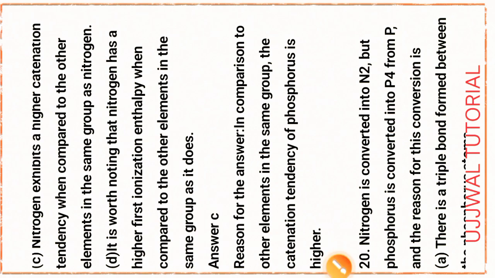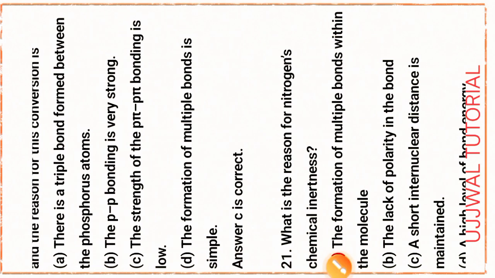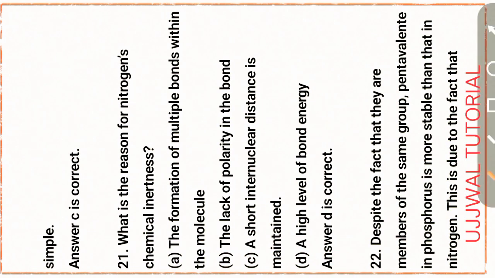Next question number 20. Nitrogen exists as N2, but phosphorus exists as P4, and the reason for this is option C, that is, the strength of p-pi bonding is low. Okay, my dear viewers, next question number 21. What is the reason for nitrogen's chemical inactivity? That is option D. D means a high level of bond energy.